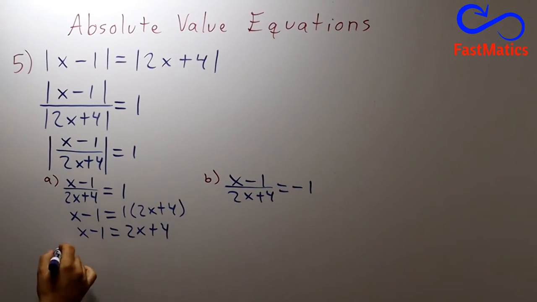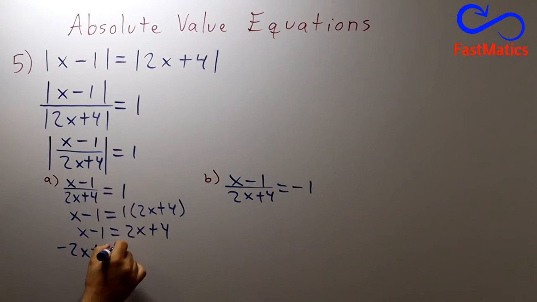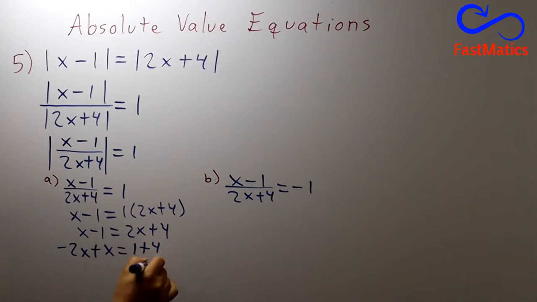Then everything with x to the left side, everything without x to the right side. Negative 2x plus x, negative x, is equal to 1 plus 4, 5. So we can change the signs of the whole equation, or we can multiply this equation by negative 1 to change the signs in order to get a positive x. So the final answer is x is equal to negative 5.